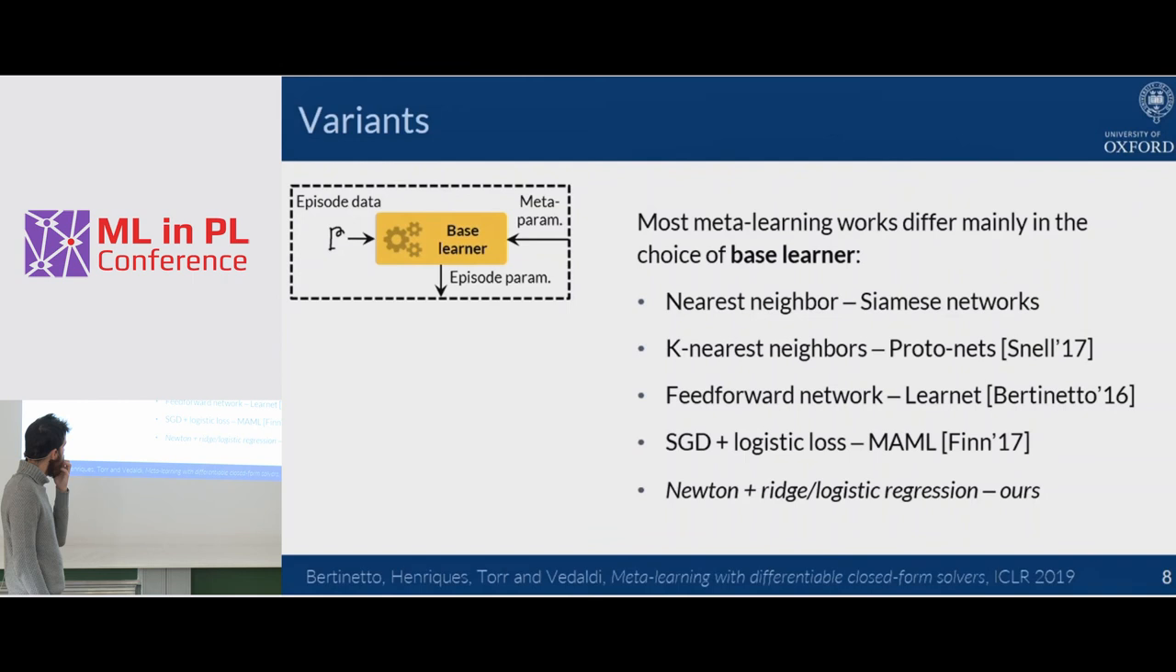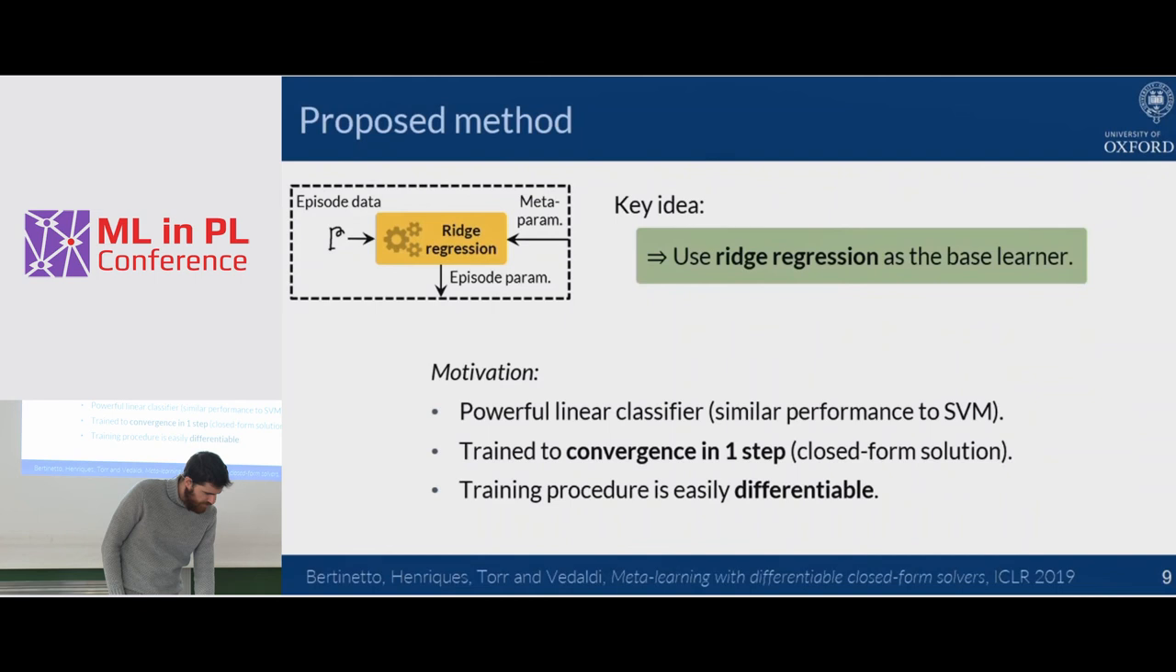And so now I'm going to change gears a little bit and just explain what that base learner inside the yellow box is and why it's good for this meta-learning setting. So the key idea is just to use ridge regression. Why? Because essentially it's a very powerful linear classifier. If you don't care about the deep hierarchy of features, if you only care about adapting the final layer, for example, which is viable in this meta learning setting, then you can use a linear classifier. It's trained in essentially one step. Just one closed form formula gives you the solution. And also it's easy to differentiate, to get gradients or errors to backpropagate through the training procedure. So those are all the elements that make it a good fit.